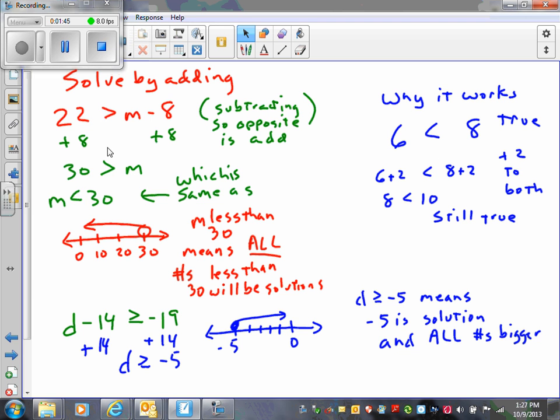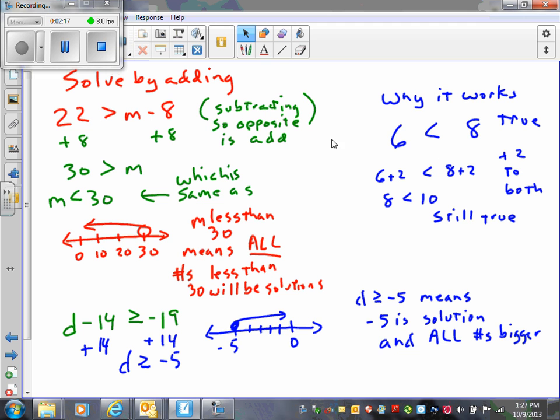I don't really like it in this form, because if 30 is bigger than m, then m must be smaller than 30. M is less than 30. That's the same, both of those. And we like this version better because then we can graph it. We go to 30, less than, so we put a circle, and the numbers less than 30 are to the left. So all of these numbers to the left, 0, 10, 11, 22, 29.99999 are solutions. But 30 would not, because 30 wouldn't be less than 30, it would be equal to 30.